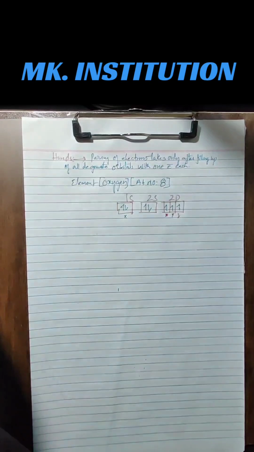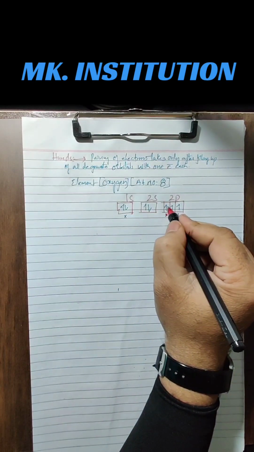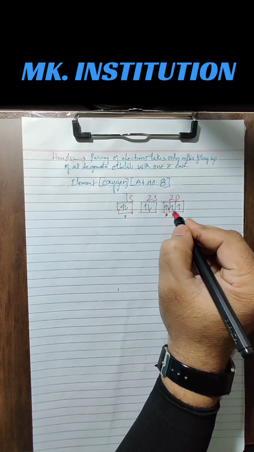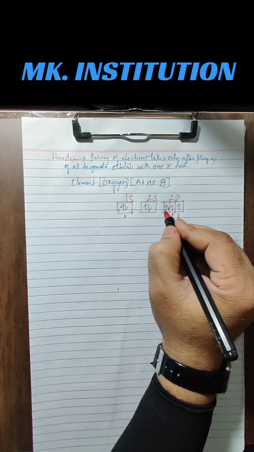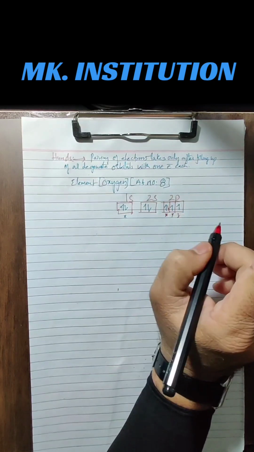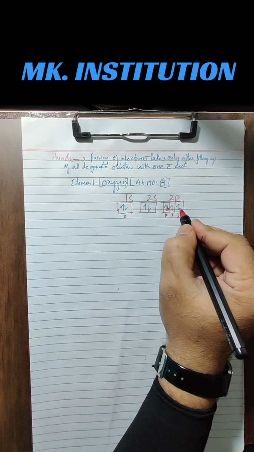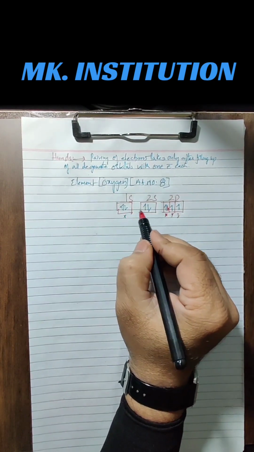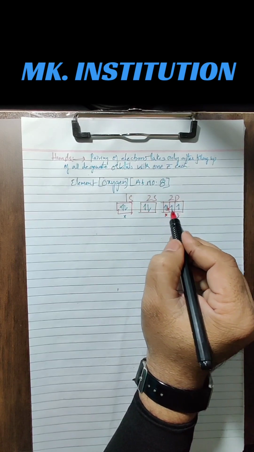Still 1 is left. Clear? That one you can take here. The 8th, you can place here, or here, or here. Anywhere you can take it, because all the orbitals have the same energy, the same level of energy. So you can write here or you can write here. But count now: 2 here, 3, 4, 5, 6, 7, 8.